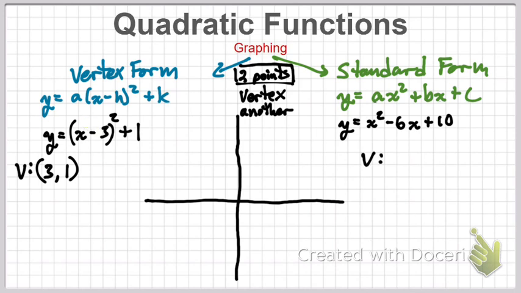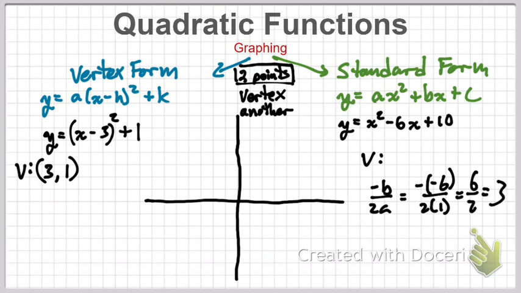Now, if you're over here at the standard form, to find your vertex, that's a little bit more complicated. The first thing you're going to have to do is find the axis of symmetry, because that's your x value in the vertex. To do that, we're going to use our formula, negative b over 2a. Our b is negative 6, and then our a is 1. It's that number right in front. So then we get 6 over 2, which then equals 3. So then we get our 3.